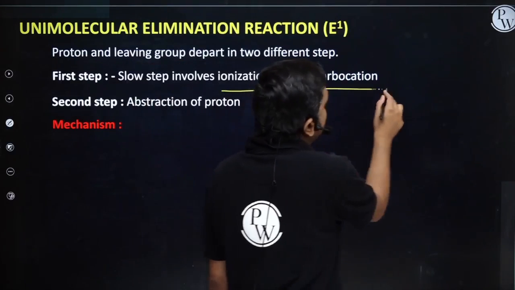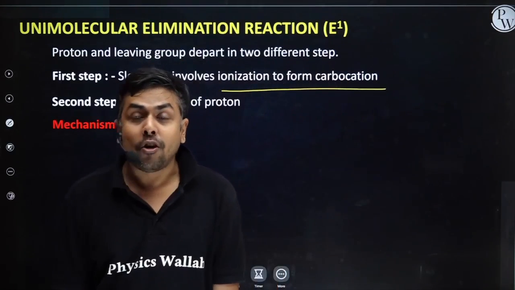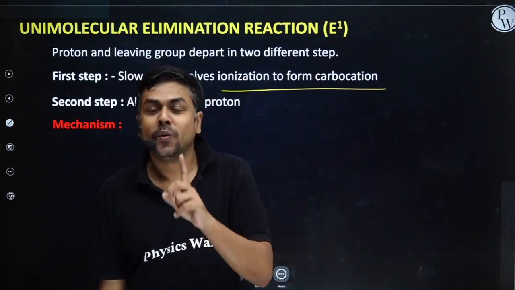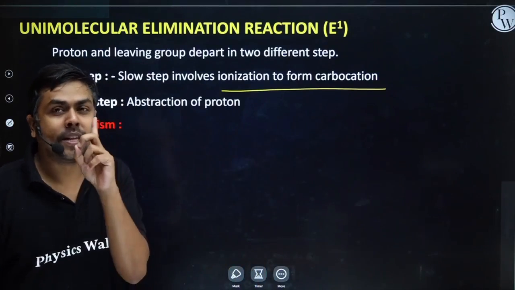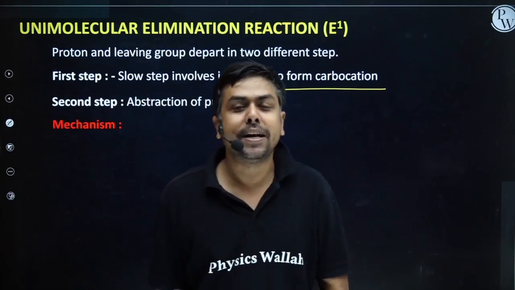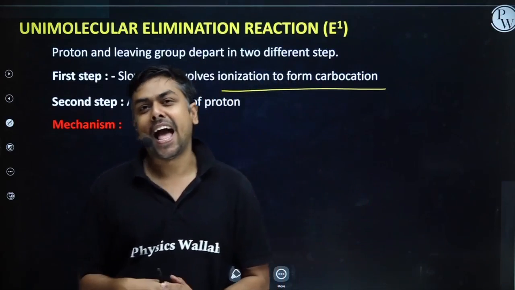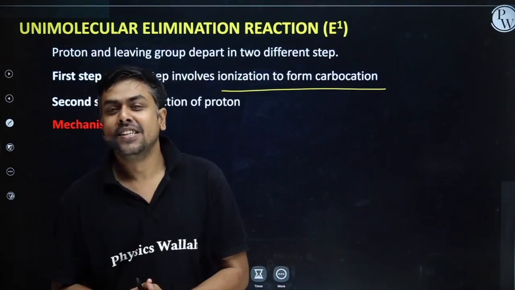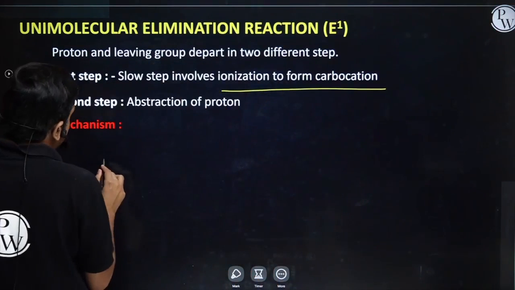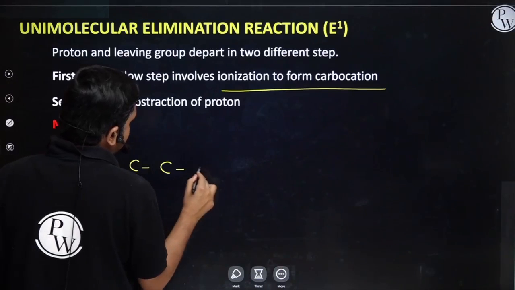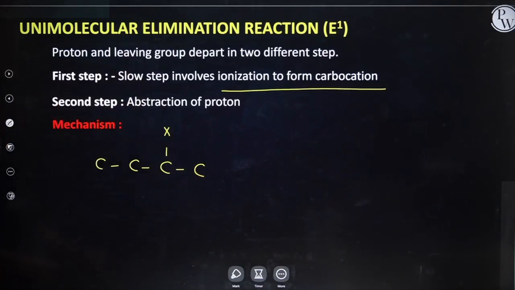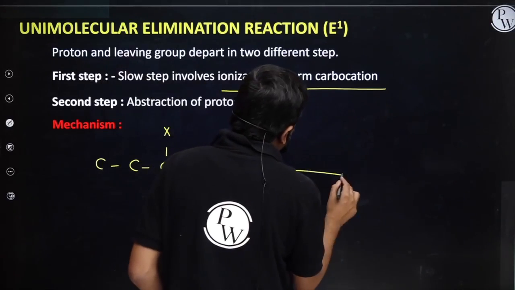And student, whenever a carbocation is formed, it's always formed in a slow step. Am I clear? Now here in the second step, the base will attack on the beta carbon and it will snatch one of the beta hydrogens to form alkene. Am I clear? Let's discuss the mechanism. Let's suppose I'm having an alkyl halide like this. This one is my alkyl halide, R-X. It's treated with a polar protic solvent, PPS.